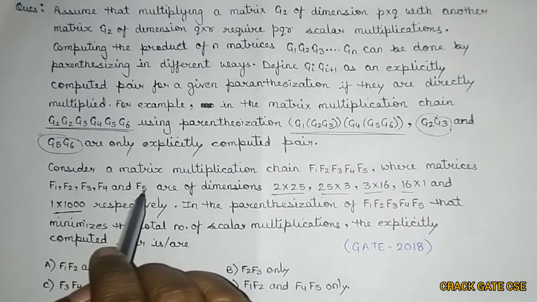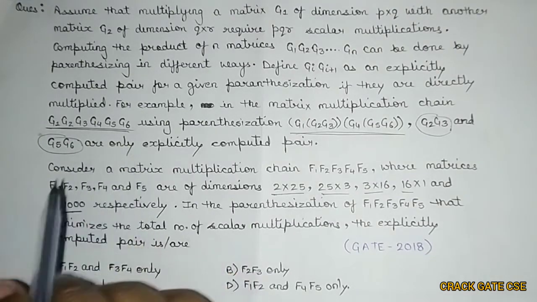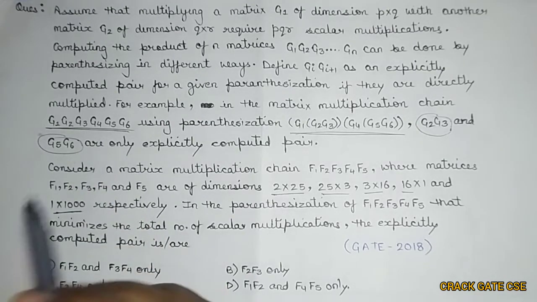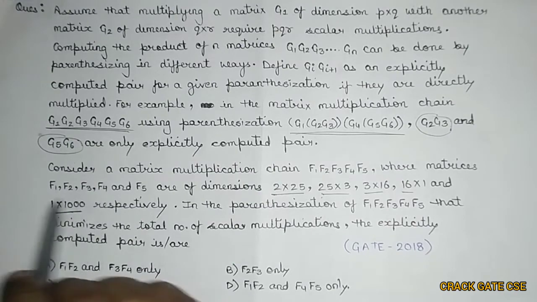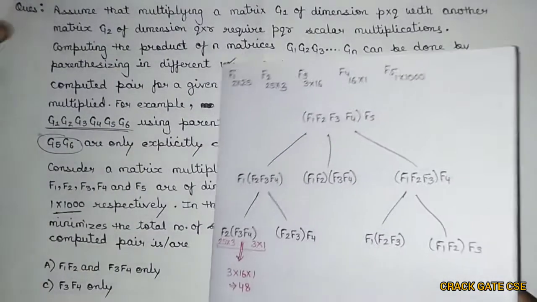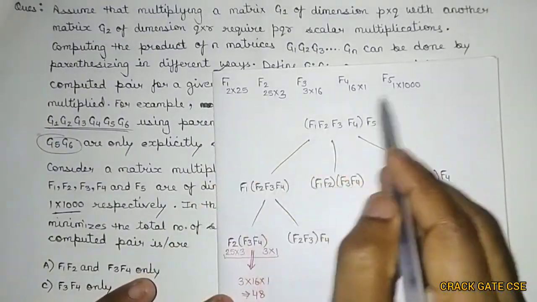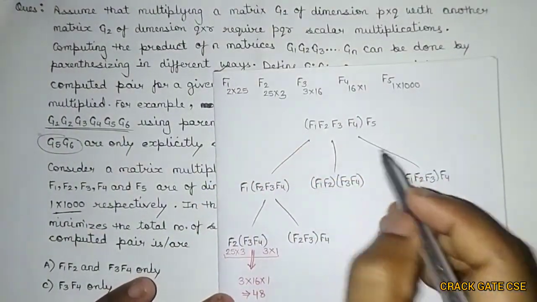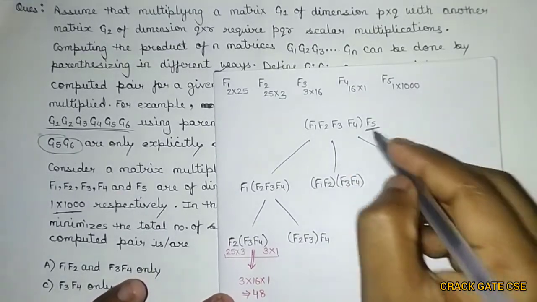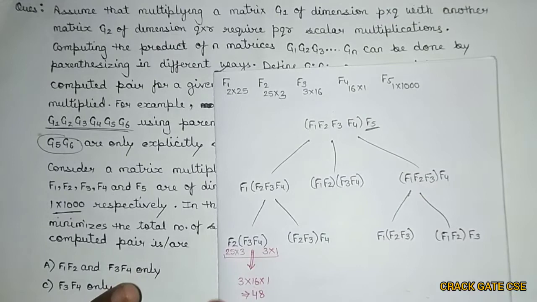Now if I remove F5, if I just ignore F5 for a while, then I am having these 4 matrices. Now I have to find out the minimum number of multiplication, or the path in which we are getting the minimum number of multiplication for these 4, right? So see, here I took all the matrices along with the dimensions. So I am just ignoring F5 for a while, because it will be multiplied after. And anyhow we have to find out the explicitly computed pair here.